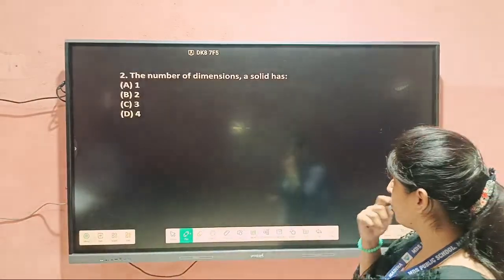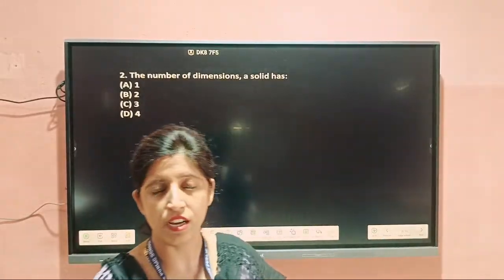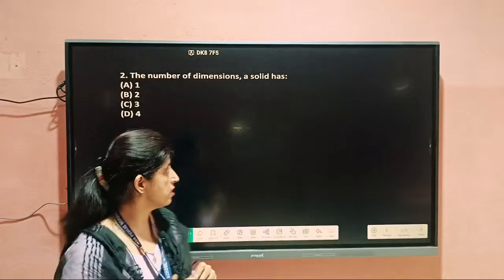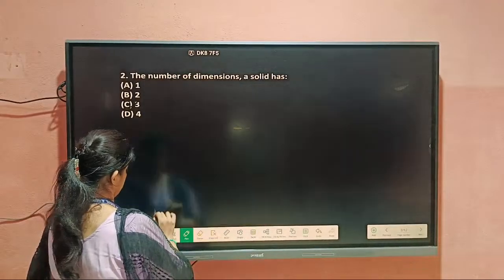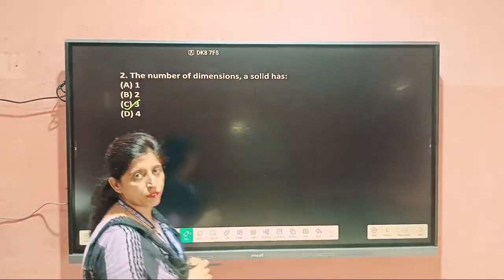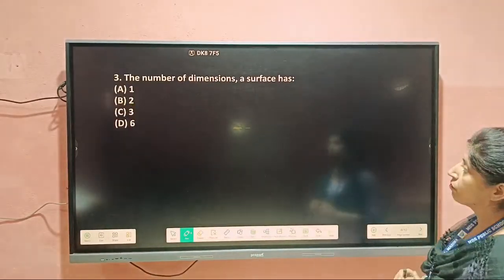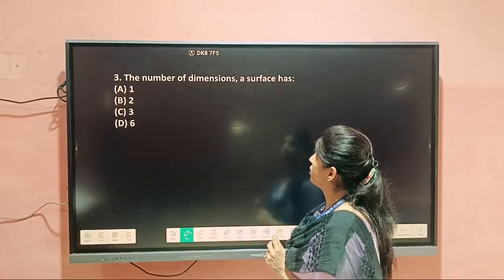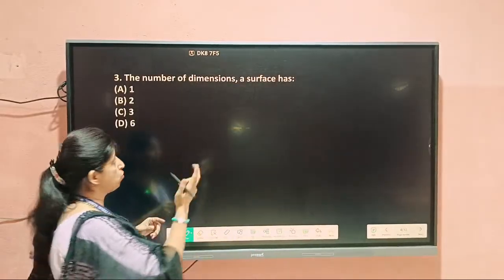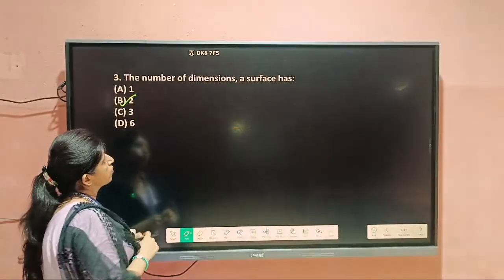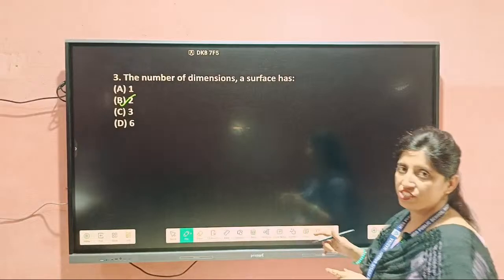Next question. The number of dimension a solid has. Solid shape, it is a three-dimensional, है ना? So how many dimension a solid has? Three dimensions are there in solid figure, right? Next, number of dimension a surface has. Plane surface has two dimension, because a plane surface, that is 2D. So that's why a surface has two dimensions, right?